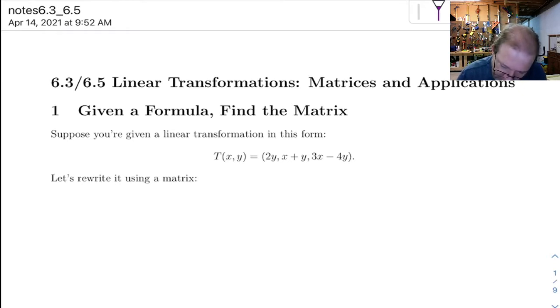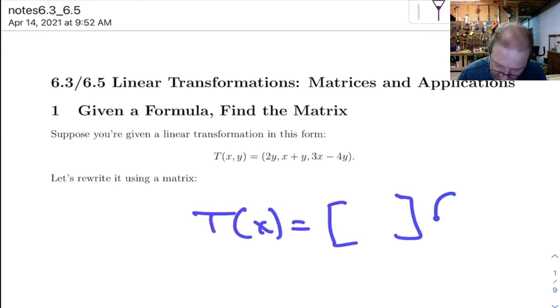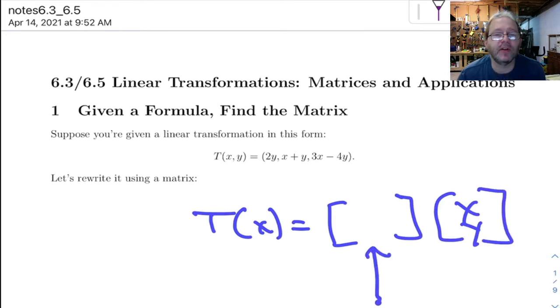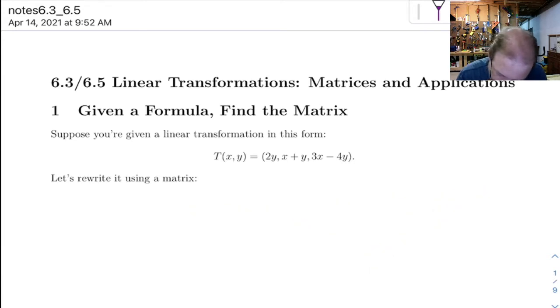Given a formula, find the matrix for it. So suppose we're given this linear transformation, T of (x, y) equals (2y, x plus y, 3x minus 4y). I'd like to rewrite this so that we have T of x is equal to some matrix times (x, y). And so finding this matrix is the goal here. So first up, let's look at what this is doing.